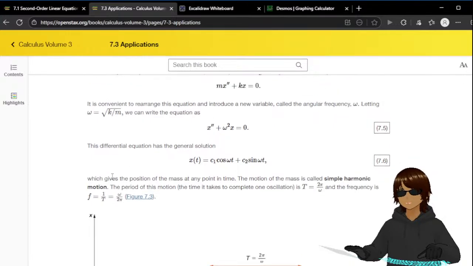Okay, so this gives the position of the mass at any point in time. The motion of the mass is called simple harmonic motion. The period of this motion is T is equal to 2 pi over omega. And the frequency is omega over 2 pi.